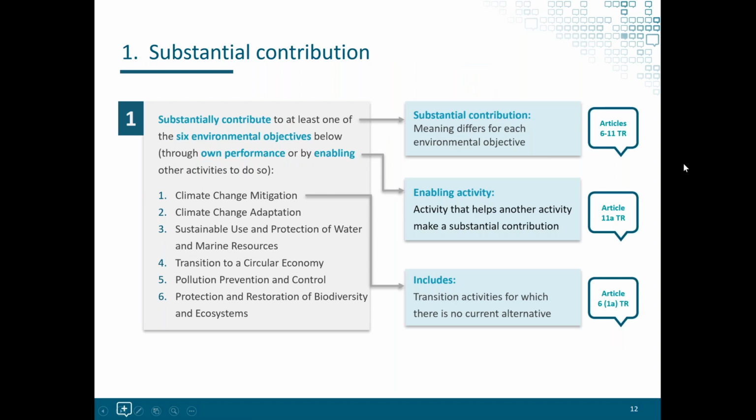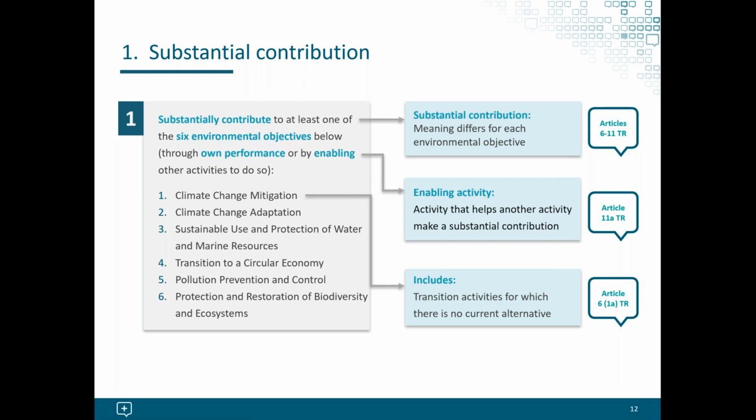So let's turn to the first requirement. What do we mean by substantial contribution? So this actually differs for each environmental objective, and the criteria is laid out in full in Articles 6 to 11 of the draft regulation. Currently, the EU has identified 70 activities that are eligible to provide a substantial contribution to climate change mitigation, and a further 68 activities for adaptation. As an example, for climate change mitigation, this would cover generating renewable electricity, improving energy efficiency, or switching to the use of renewable materials.